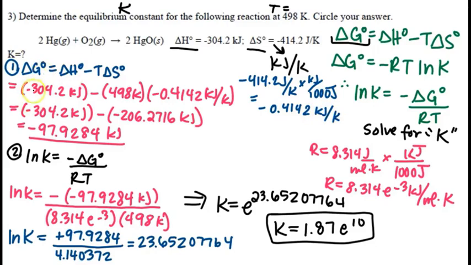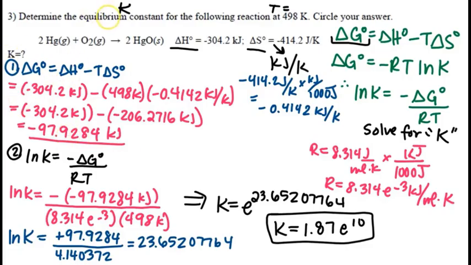My delta H naught is negative 304.2. I'm going to subtract from that my temperature, which is 498, multiplied by my negative 0.4142 delta S naught value. When I multiply 498 times negative 0.4142, I get negative 206.2716 kilojoules. I'm going to subtract that number from my delta H naught number. So when I take negative 304.2 and subtract negative 206.2716, I get negative 97.9284, which is my delta G naught value.